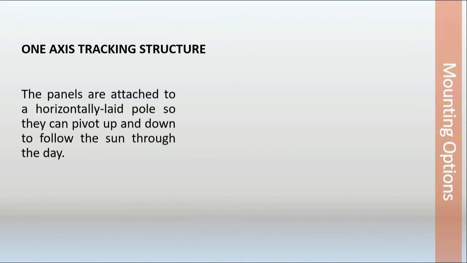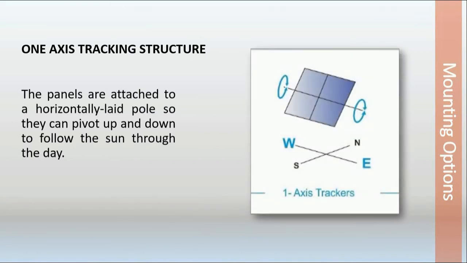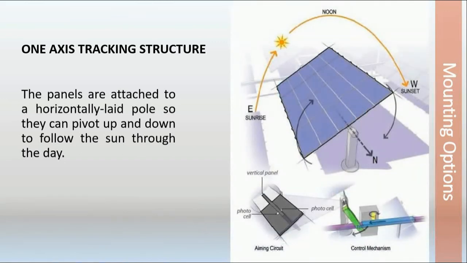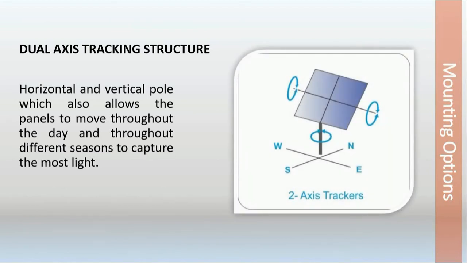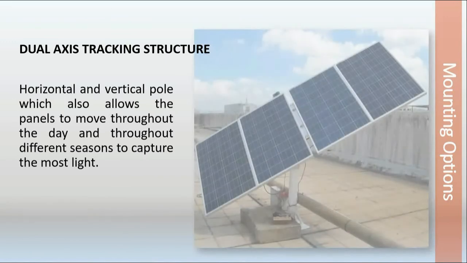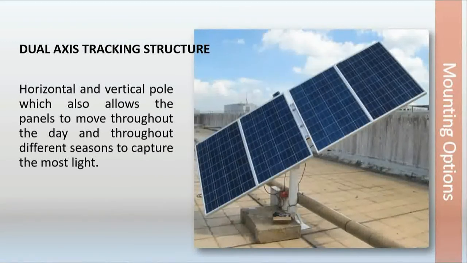Another type is the single axis tracking structure, where we are tracking the sun position on a daily basis from the east to the west. For dual axis tracking, actually here we are tracking 2 things. We are tracking the sun on a daily basis, and also we are tracking the sun path for each season, so that we have 2 axes. We are moving 2 axes, east to west and north to south.